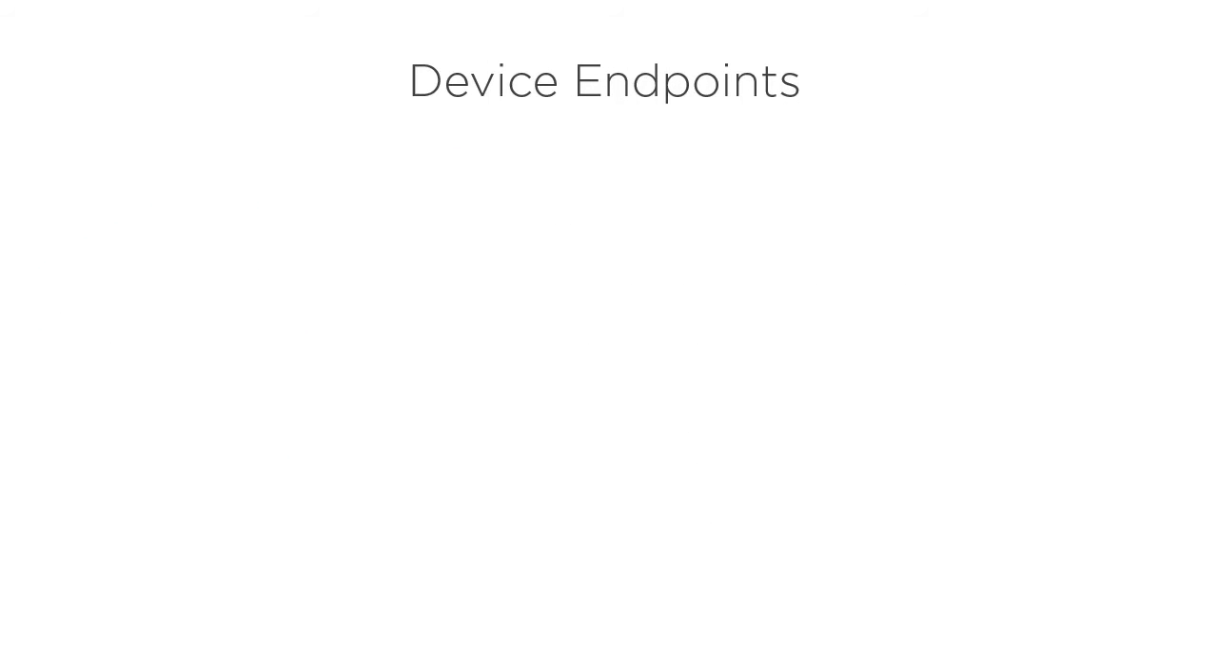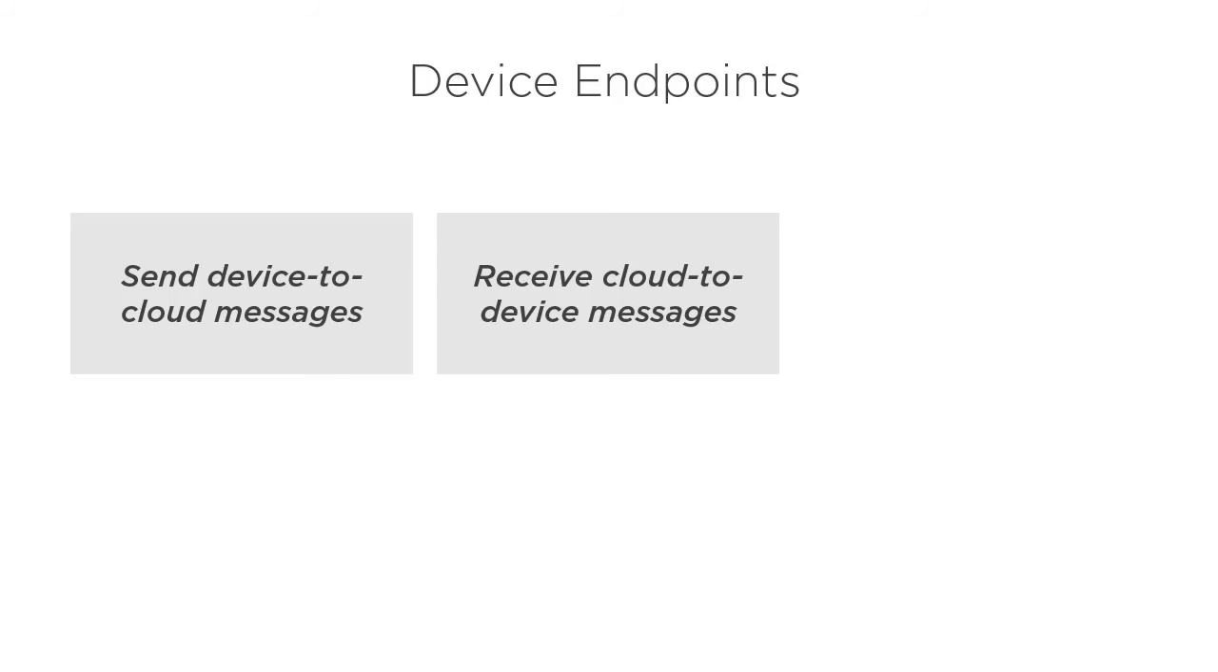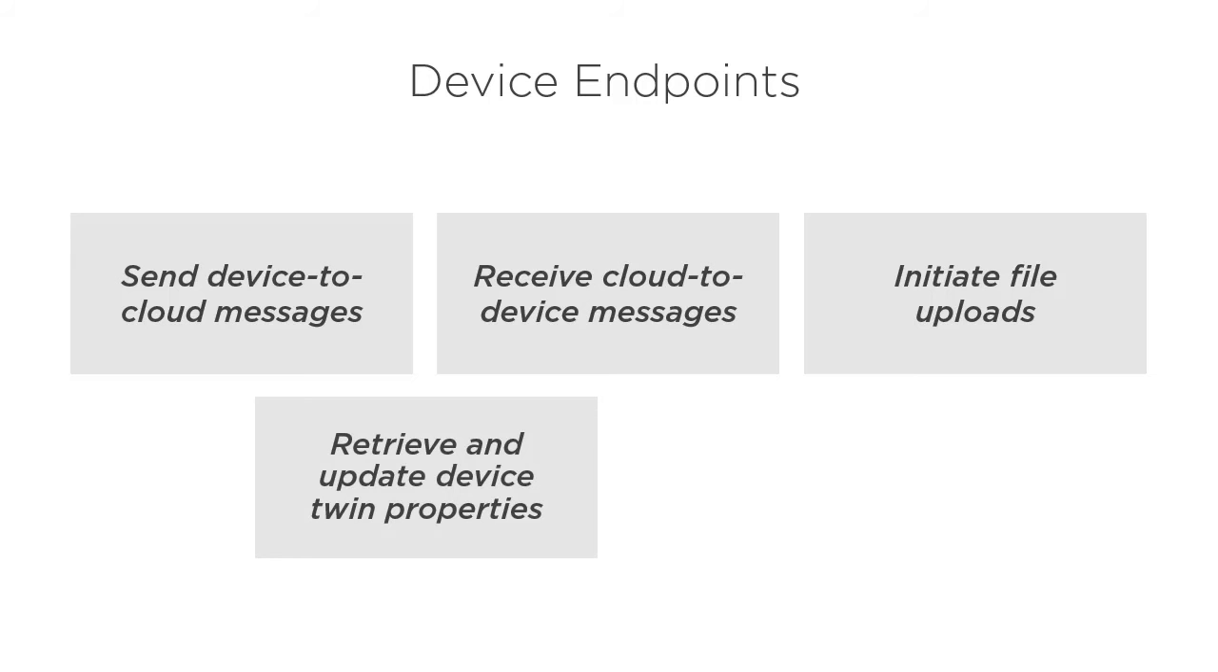Under the device endpoint, there is send device-to-cloud messages. A device uses this endpoint to send device-to-cloud messages. There's receive cloud-to-device messages. A device uses this as well to receive the targeted cloud-to-device messages. There's an endpoint for initiating file uploads. A device uses this endpoint to receive an Azure Storage shared access signature URI from IoT Hub to upload a file. You can retrieve and update device twin properties.